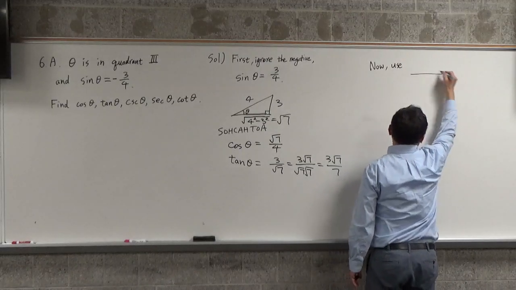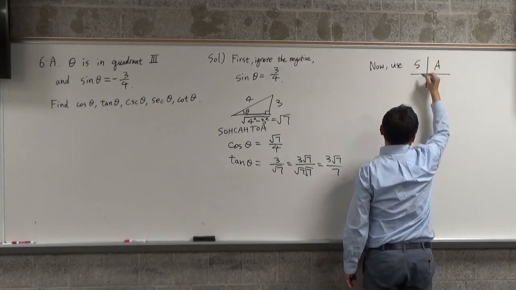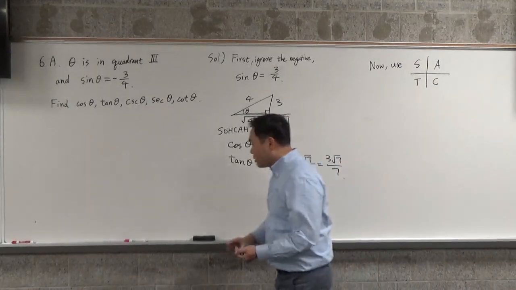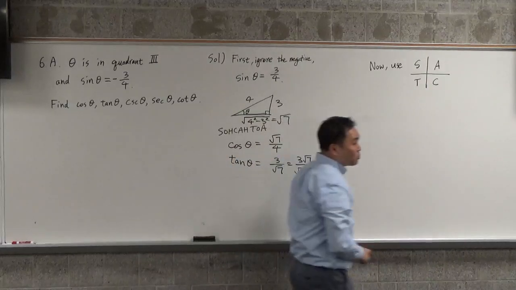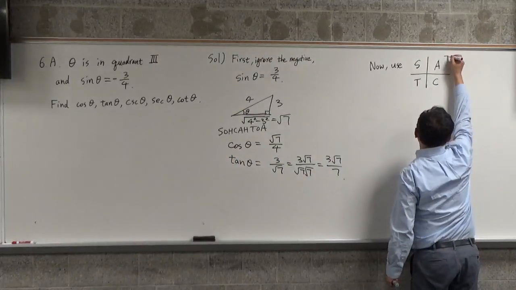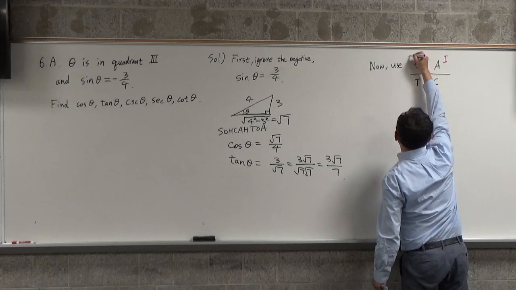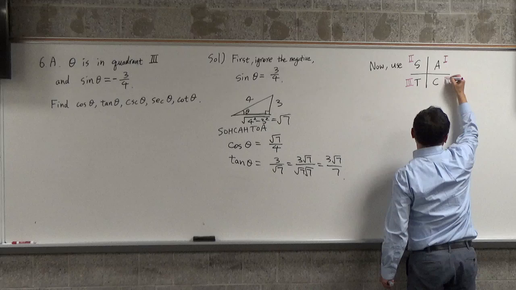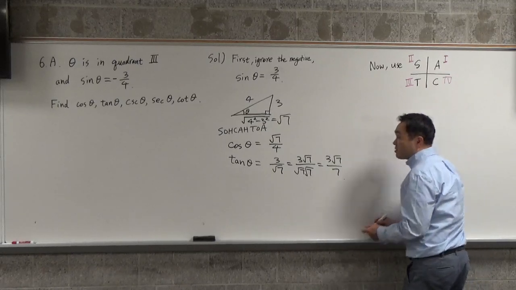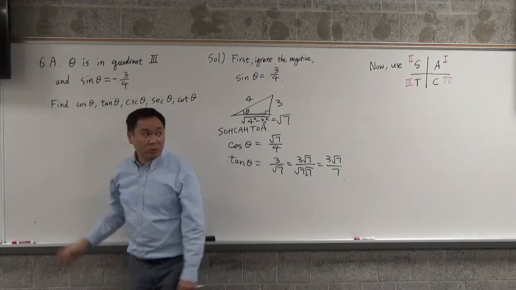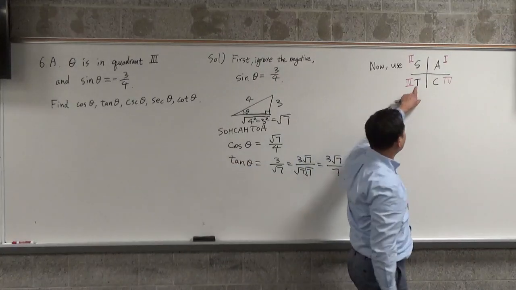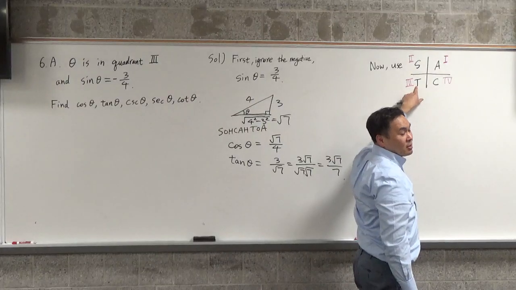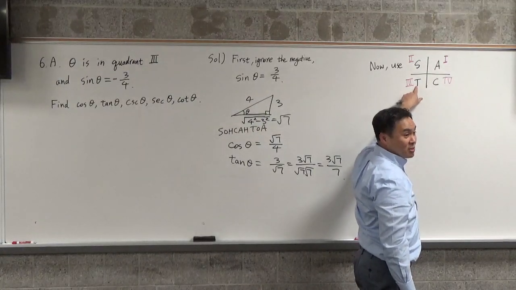Now, use All Students Take Calculus. Okay. Hopefully you know the way we describe quadrants. This is called quadrant 1, this is quadrant 2, this is quadrant 3, and quadrant 4. The question says the angle is in quadrant 3. So you're right now here, and you see the letter T. What does this T mean? Tangents are positive, but sine and cosines are negative, right?